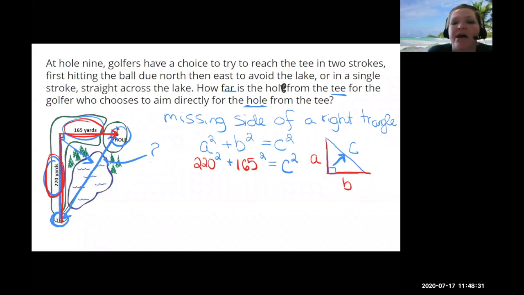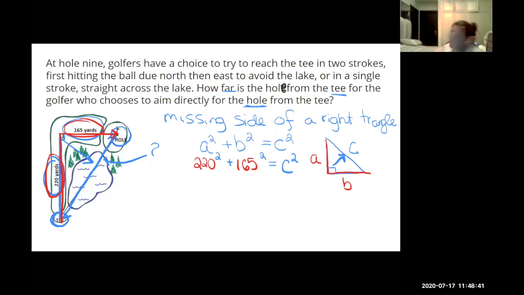It's time for some algebra skills. Any thoughts? What could I do with this equation? We do the square one, the 220 times 220. Absolutely. We can simplify the left-hand side.